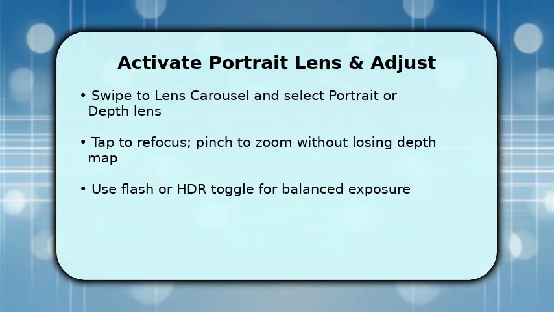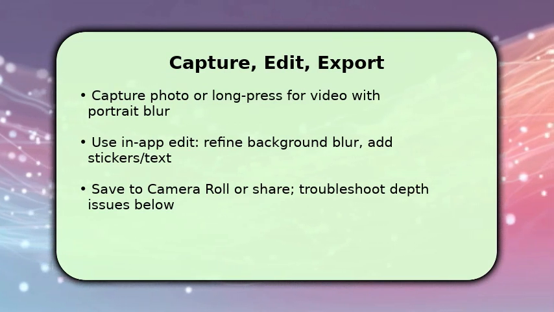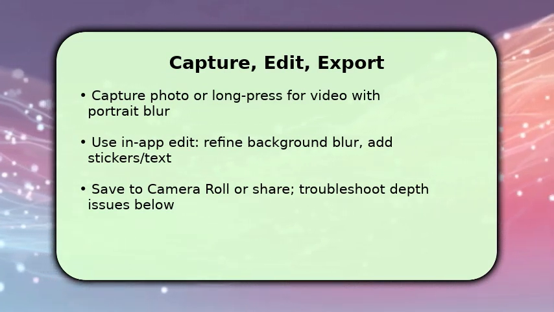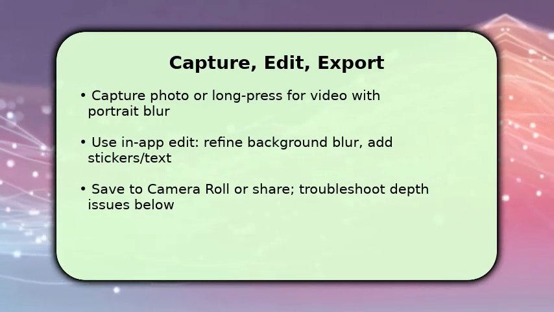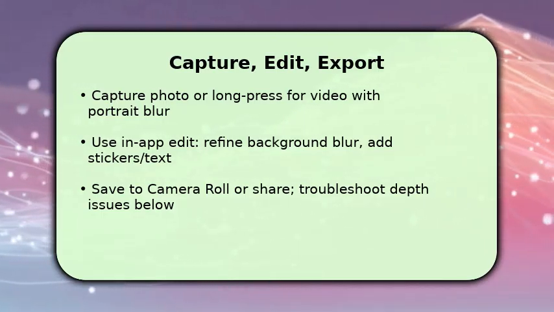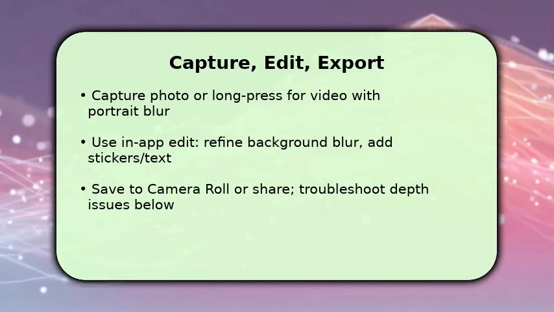Tap for a photo or long press for a video while portrait blur is active and keep the subject steady. Once captured, open Edit to adjust blur strength, refine edge masks, or add filters and text to complement the subject. This is where you control the final look. When satisfied, save to camera roll or share directly.